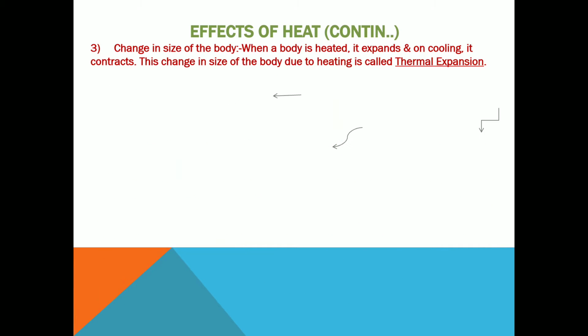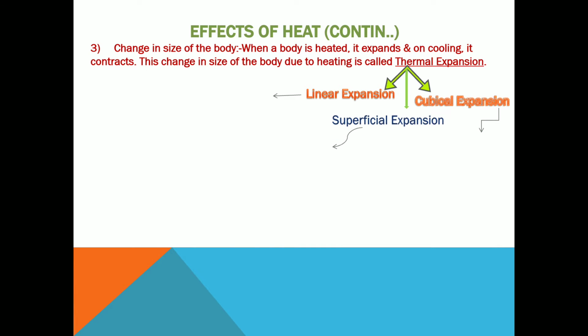Okay. Now another effect of heat is change in the size of the body. So when a body is heated, it expands, and on cooling it contracts. The change in the size of the body due to heat is known as thermal expansion. Okay. So this thermal expansion is of three types. First is linear expansion, second is superficial expansion, and third is cubical expansion.